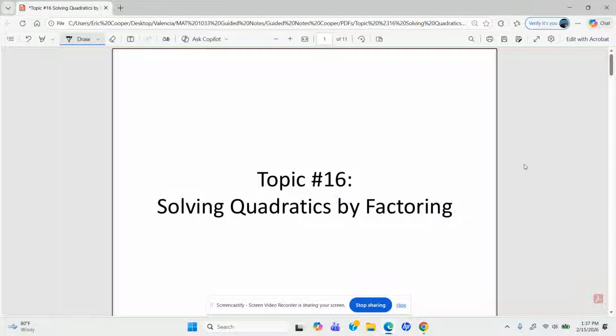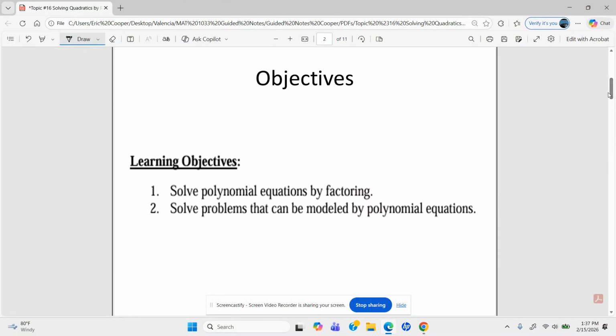Hello everybody, welcome to topic number 16, solving quadratics by factoring. In this video, we're going to show you how to solve polynomial equations by factoring and solve problems that could be modeled by polynomial equations.